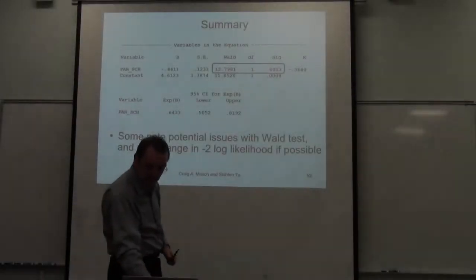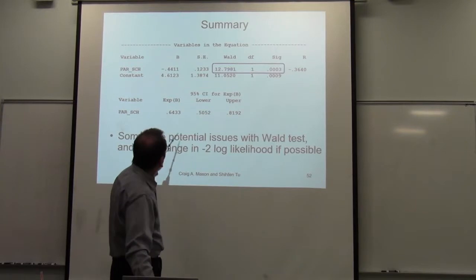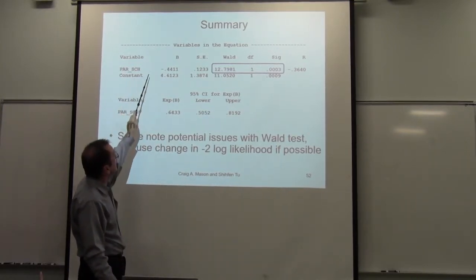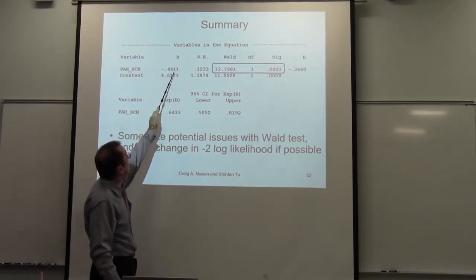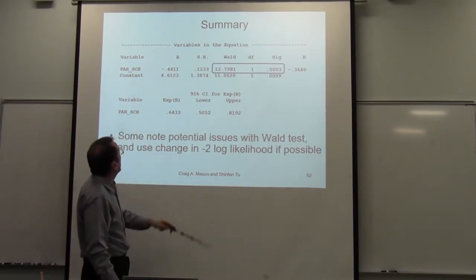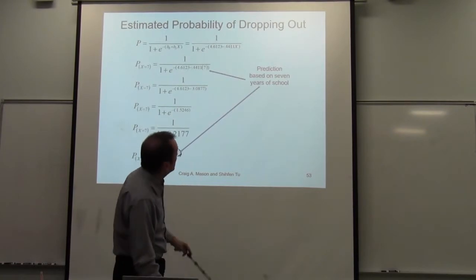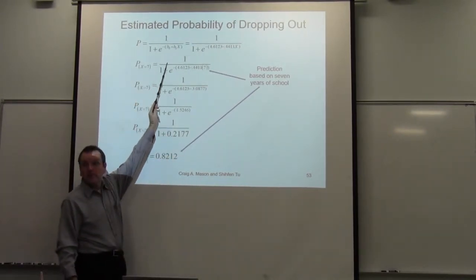Can do that, that's a cleaner way to test the difference. So we've got the regression equation, right? The logit, the log odds, is equal to 4.6123 minus 0.4411 times parent schooling. We can convert those to probabilities back with that formula we looked at earlier.